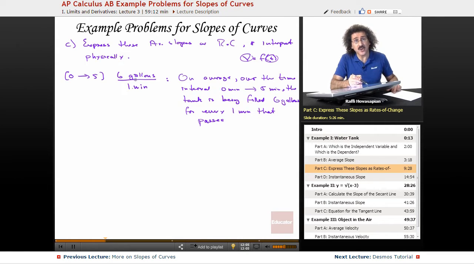This is a rate of change. It's the rate at which the volume changes per change in time. It is a rate of change. How fast something is changing per something else. So when you hear rate, there's a per in there somewhere. Has to be.